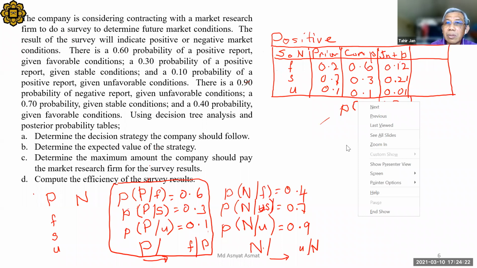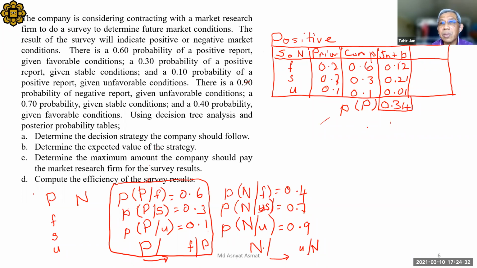positive report. Probability of positive report is 0.34. That means the likelihood of this positive report, that means with no mistake, is very low, is 0.34. That means you expect no error. The chance is only 0.34.